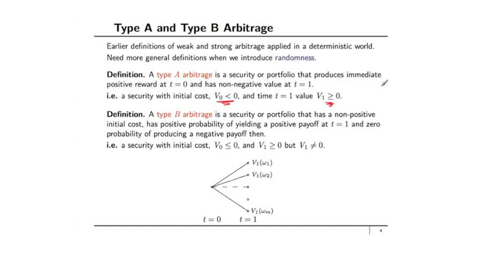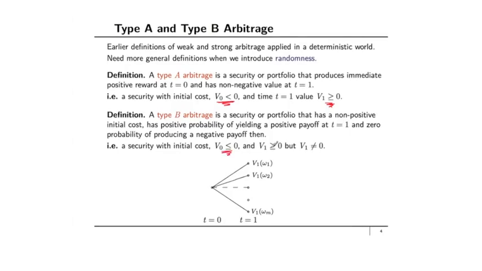A type B arbitrage is a security or portfolio that has a non-positive initial cost, has positive probability of yielding a positive payoff at t equals 1, and 0 probability of producing a negative payoff then. So let's translate that. A type B arbitrage is a security with initial cost less than or equal to 0. In other words, if you purchase this security, you're not going to pay anything for it, and indeed you might receive something. You'll receive something if this is strictly negative. And its terminal value at time t equals 1 is non-negative, and it's not equal to 0.